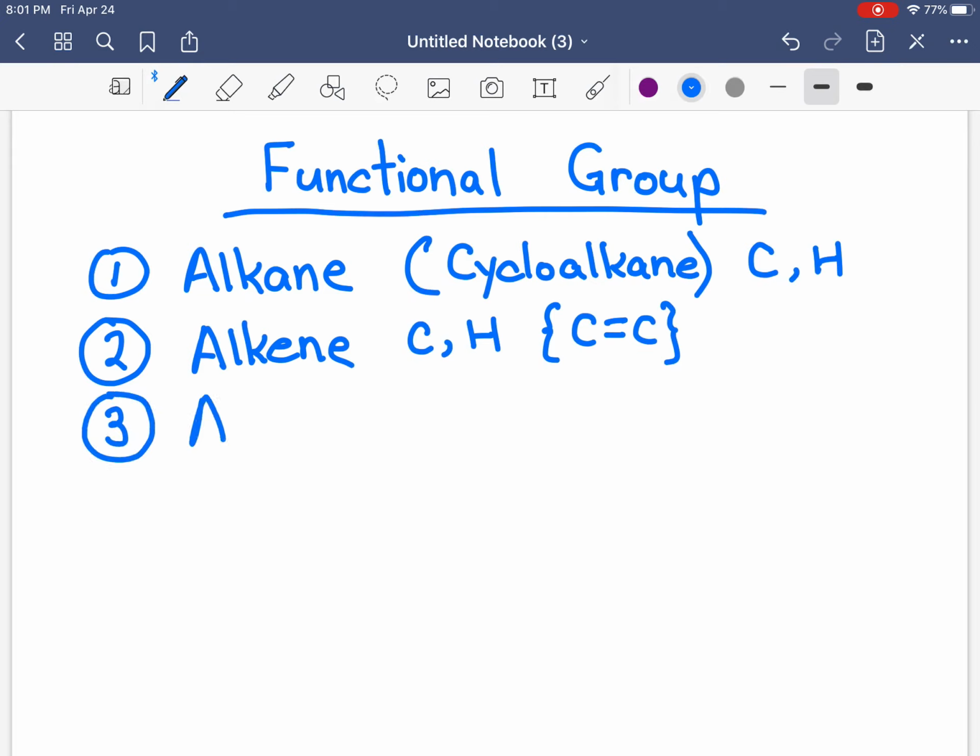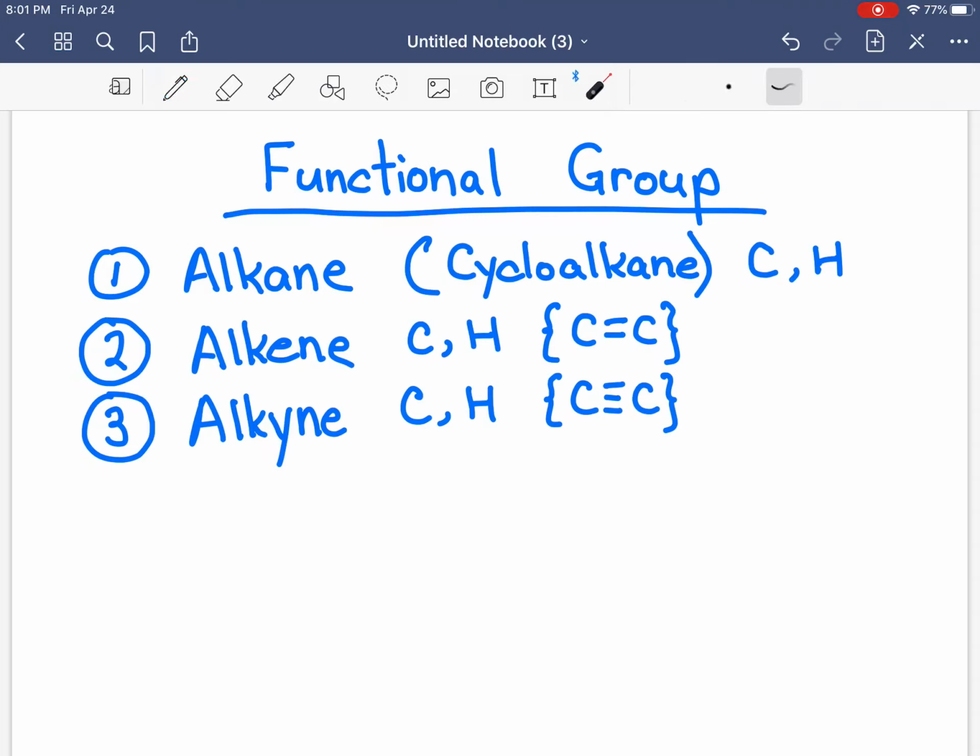Number 3, we have alkyne. Again, this involves carbon and hydrogen. And here you'll see certain carbon-carbon triple bond. Okay. Now, you may want to ask, if you have an alkyne, can you have an alkene? Or an alkane? The answer is yes, and that's when it starts to get very, very confusing. We'll get there, don't worry.